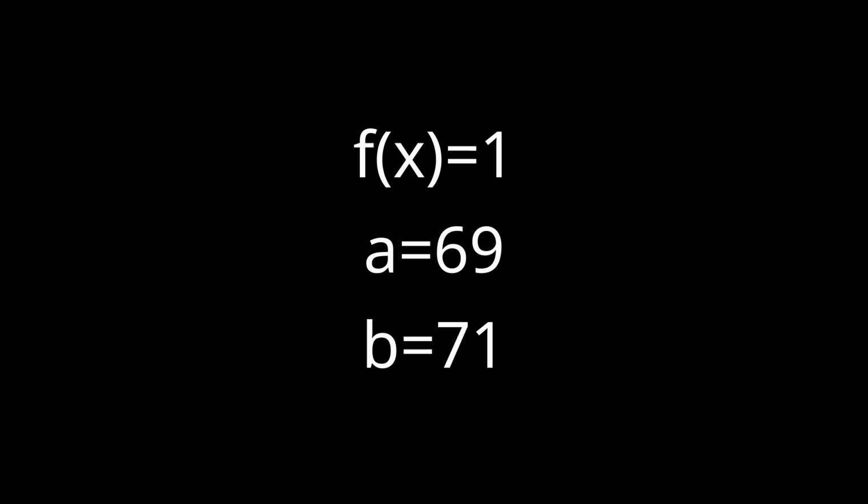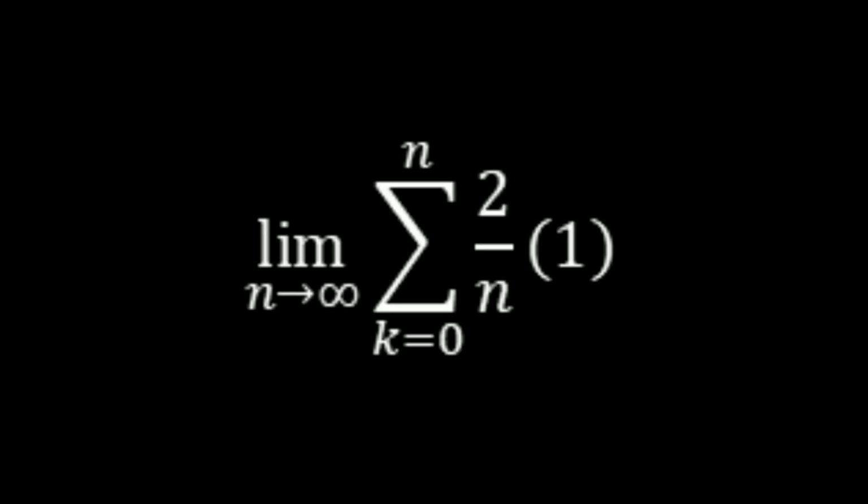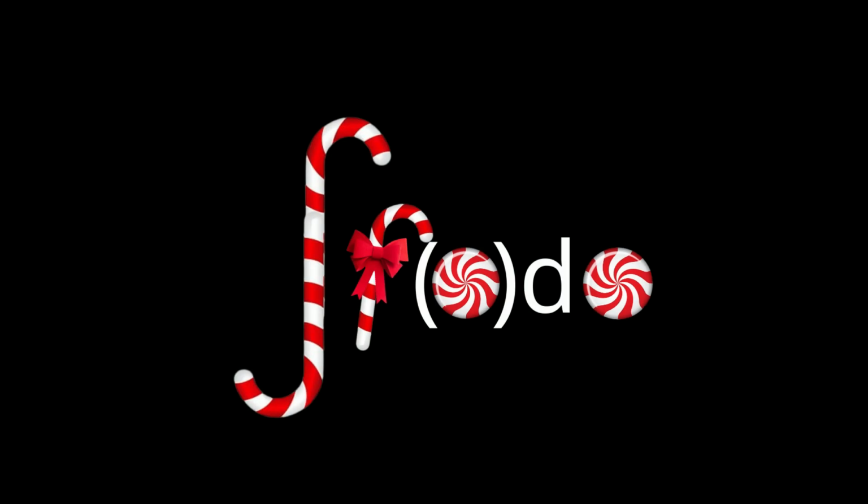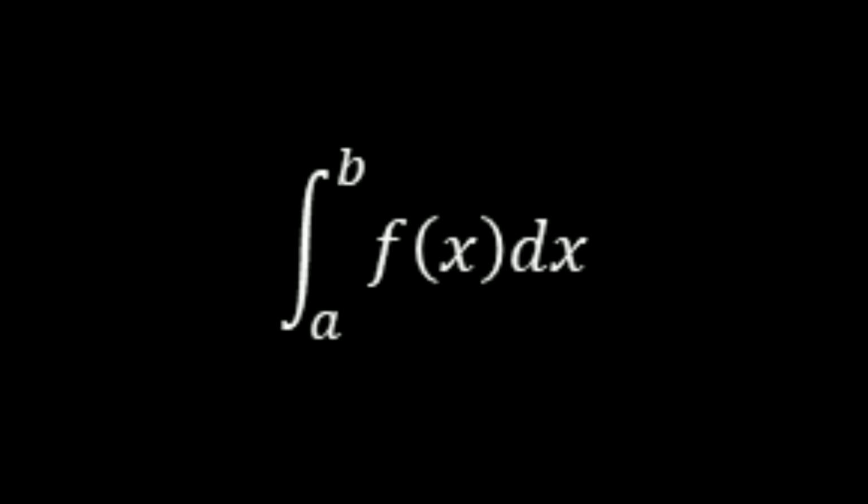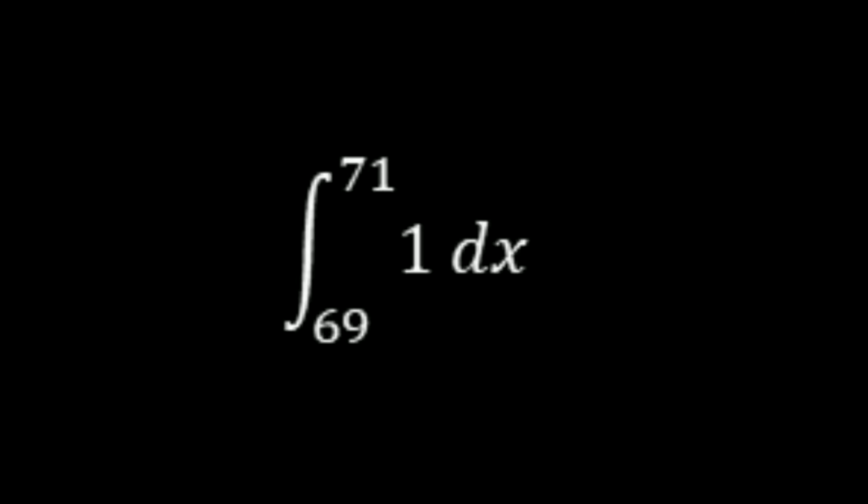Now that we have f of x defined alongside a and b, we can put this Riemann sum into a brand new fantastic form, a form that's kind of like a candy cane, a candy cane equation if you will, or what one might actually call an integral. Specifically, it is a definite integral from a to b with f of x, which is defined as 1, in the integrand, and ended off with our variable of integration, which is dx.